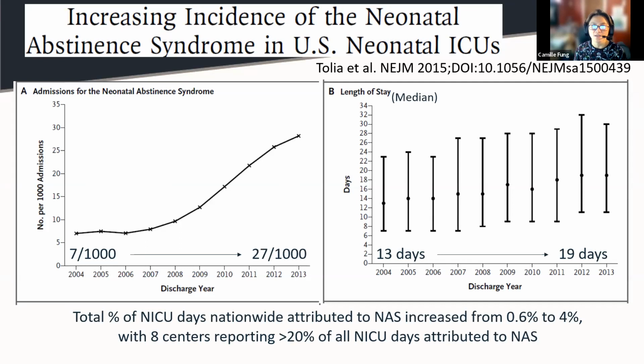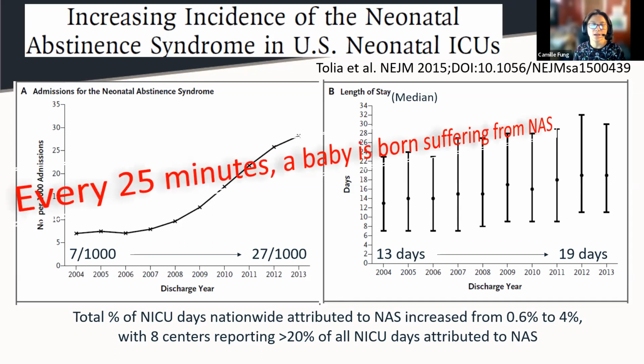And again, the length of stay continues to increase as we are having to take care of these babies for longer in the hospital. The overall message from this paper was that neonatal abstinence syndrome increased from 0.6% to 4% of all the admissions in the NICU. But there were 8 centers who actually reported more than 20%. So a fifth of their NICU stays is actually attributed to neonatal abstinence syndrome. And from this paper, they now have redefined that every 25 minutes instead of every hour, a baby is born suffering from neonatal abstinence syndrome.